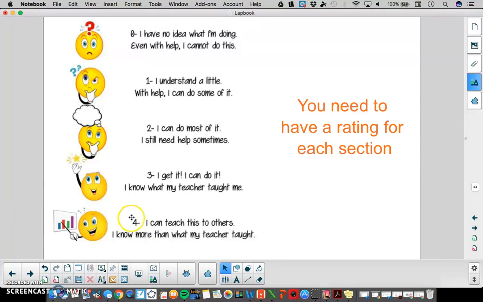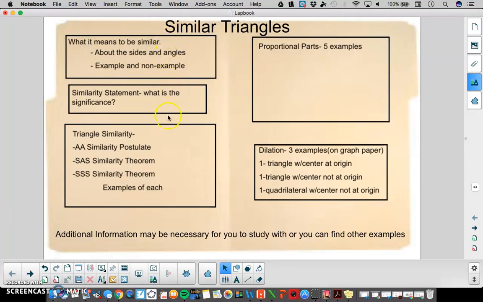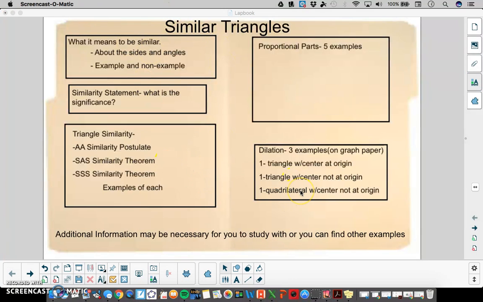Number 4, a rating of 4 means that you know exactly what to do and you would be able to teach others how to do this. You need to have a rating for each section. So for each of these 5 sections, you're going to need to rate your understanding.